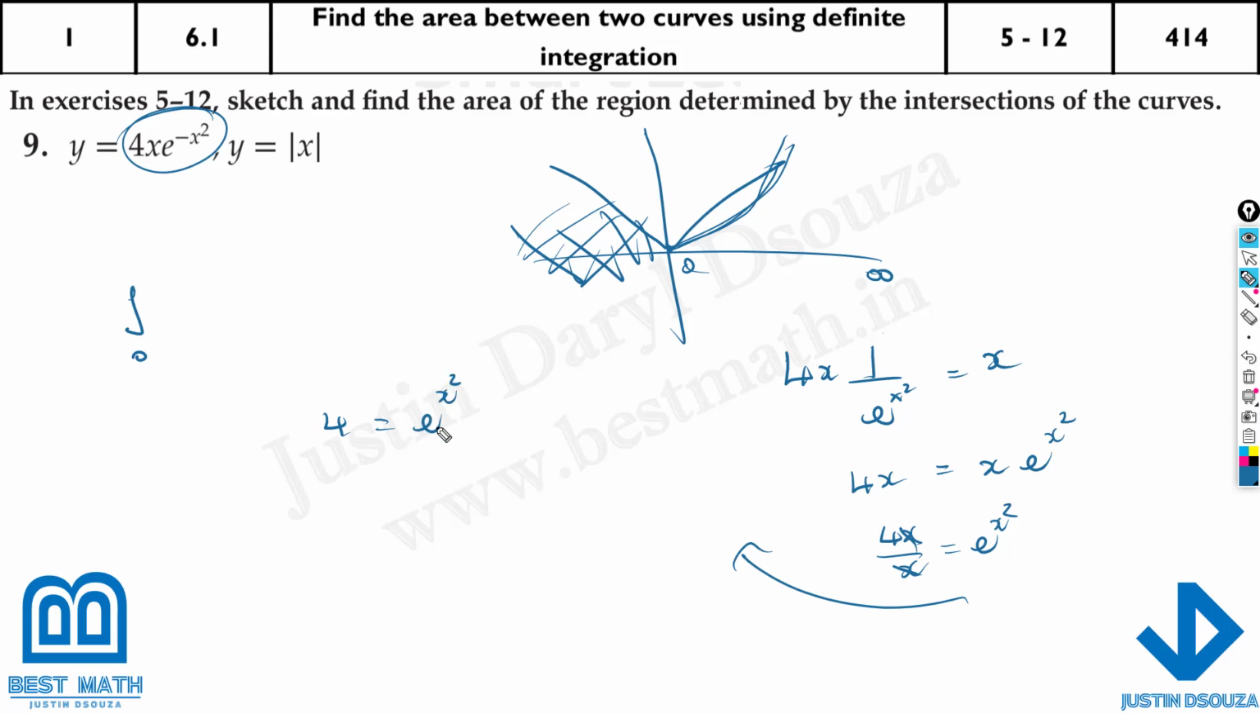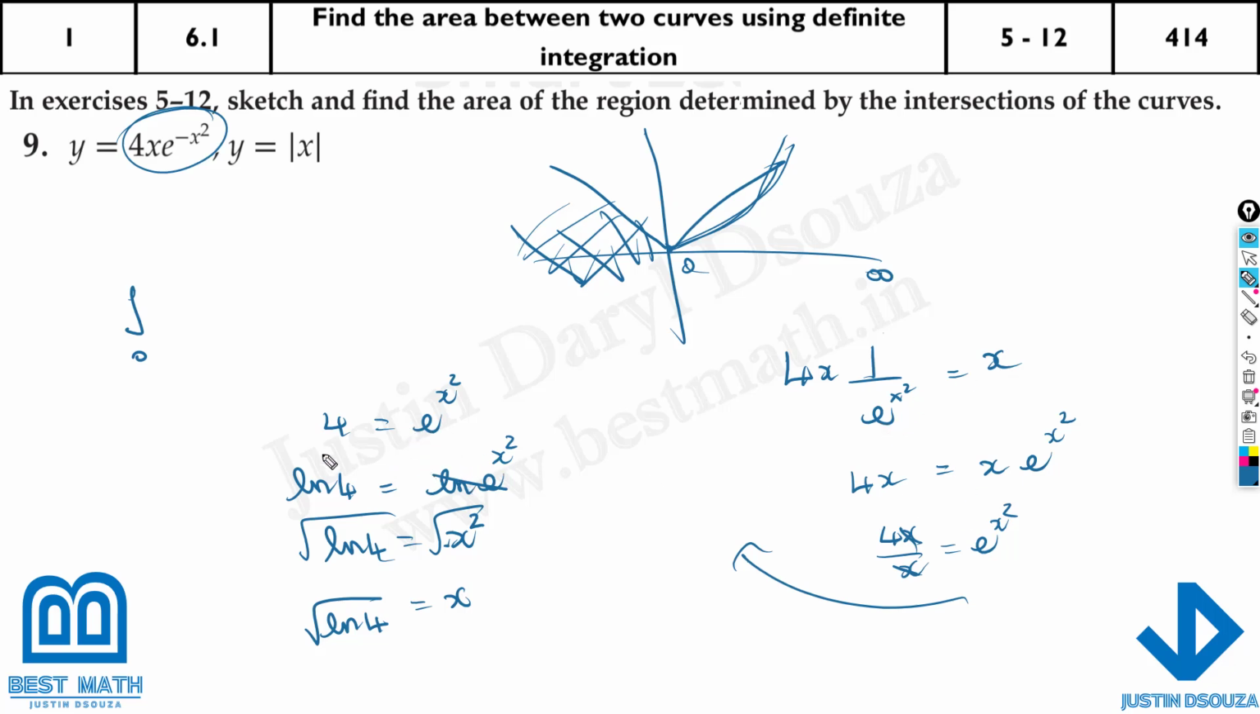Now how do you remove this? Basically, you have to take ln on both sides. Ln 4 is equal to ln of e to the power x squared. Now, this cancels off, and that is equal to x squared. And you have ln 4. Now, take the square root on both sides. So, the intersecting point of x is square root of ln 4, the natural logarithm of 4.